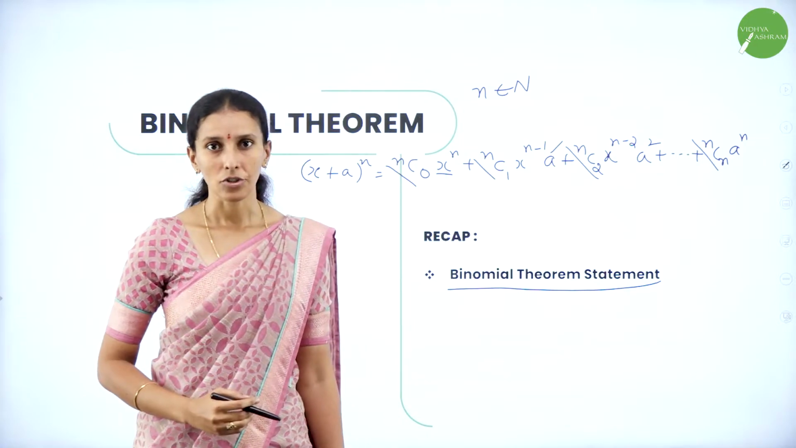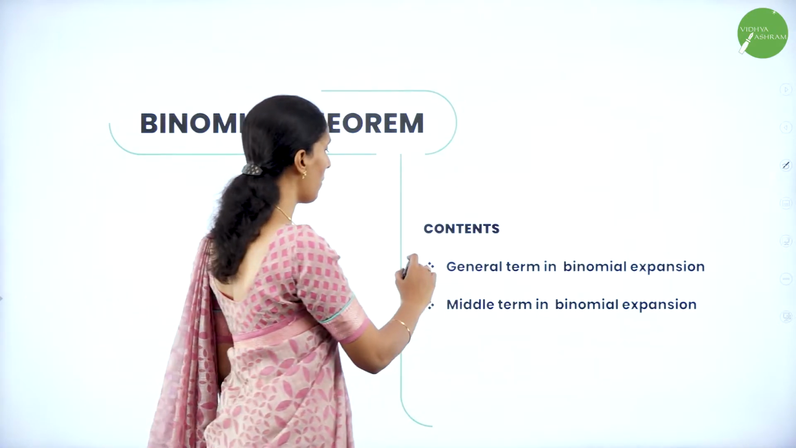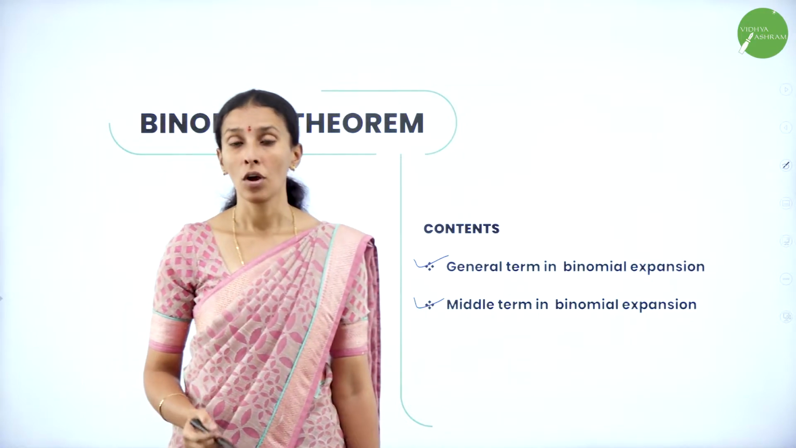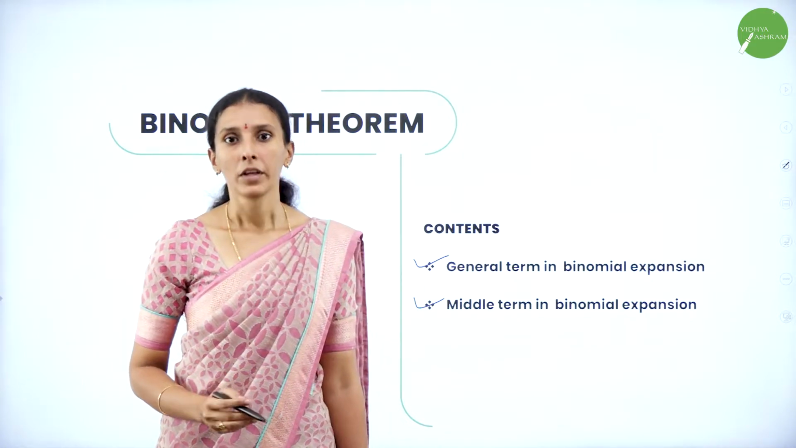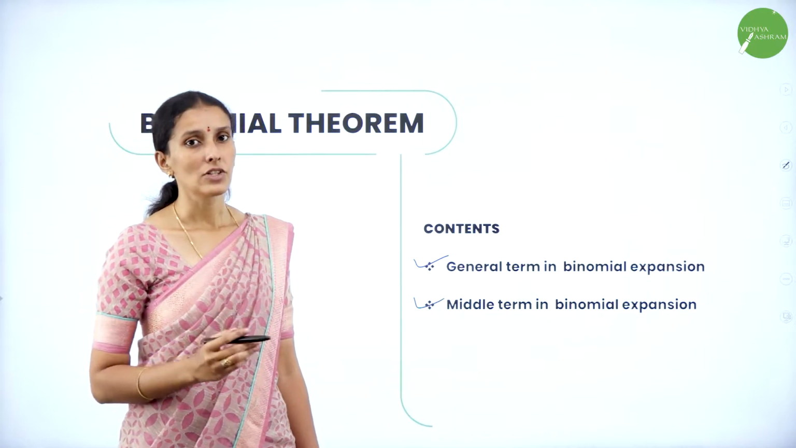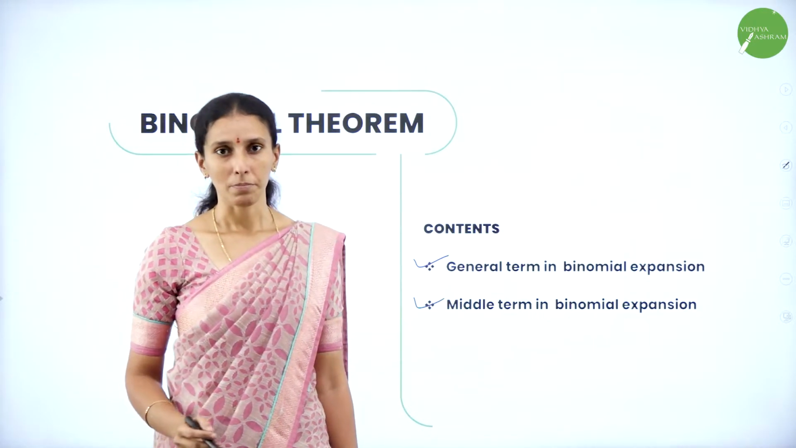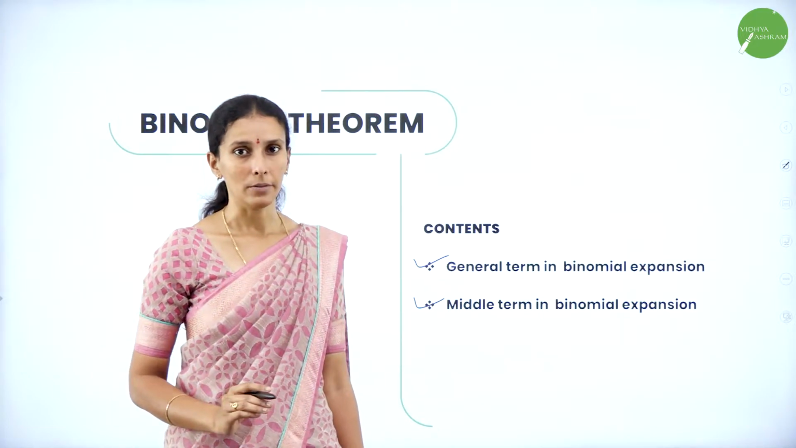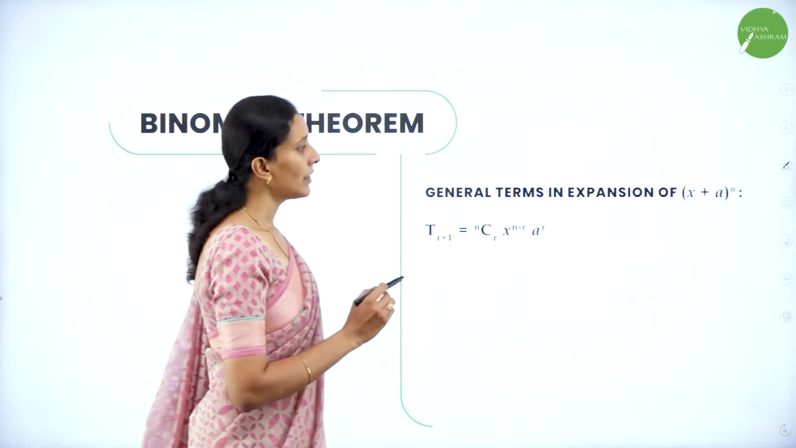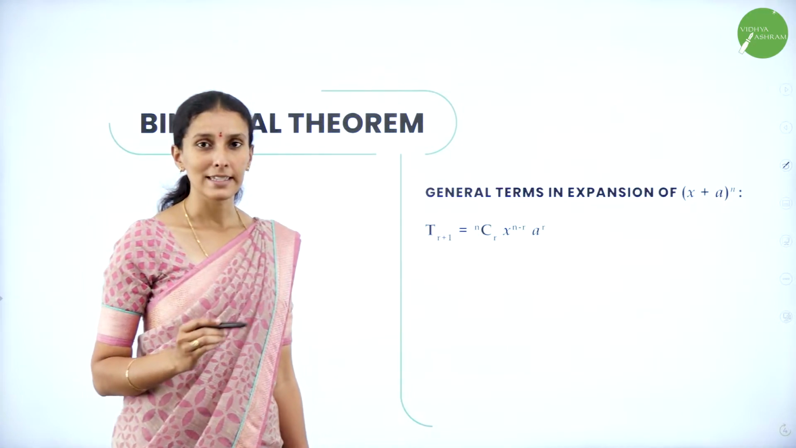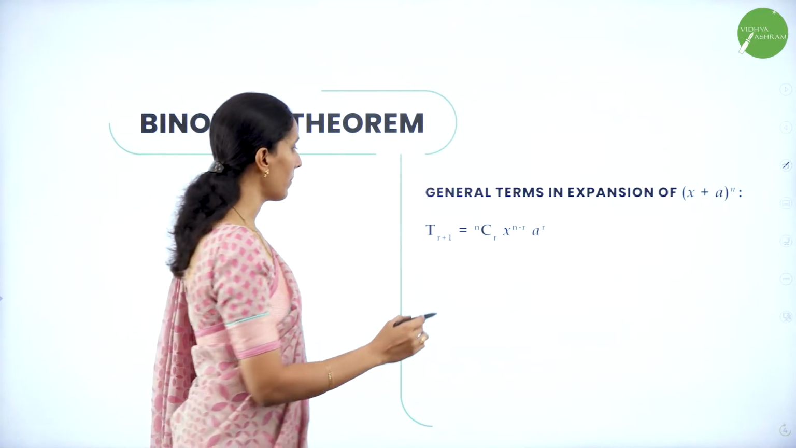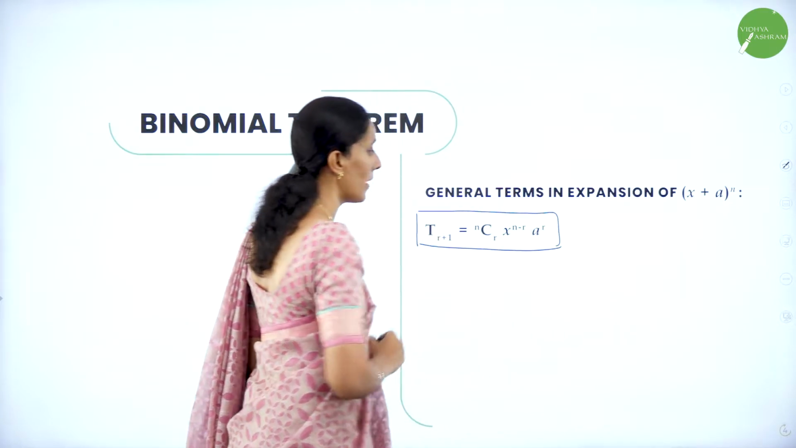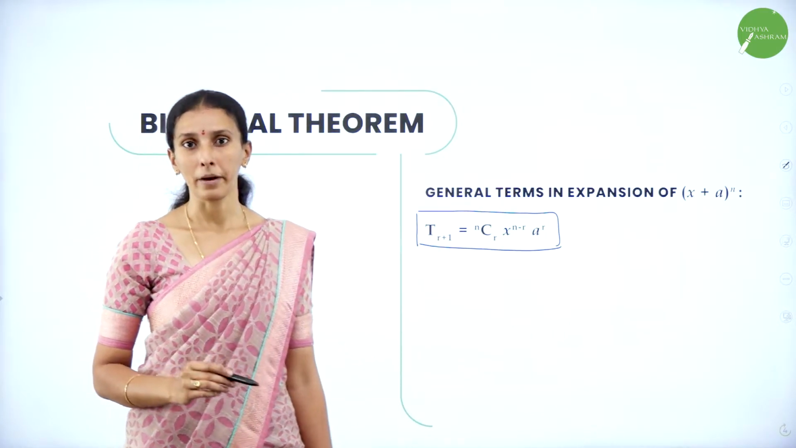So in this session, we will be learning about general term and middle term in binomial expansion. What is this general term? So, we will see what is general term and middle term in the expansion. First, let me teach what is general term. General term in the expansion of (x + a) whole power n is given by T(r+1) = nCr x to the power n minus r a power r.